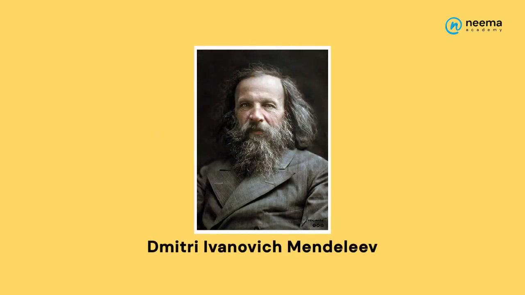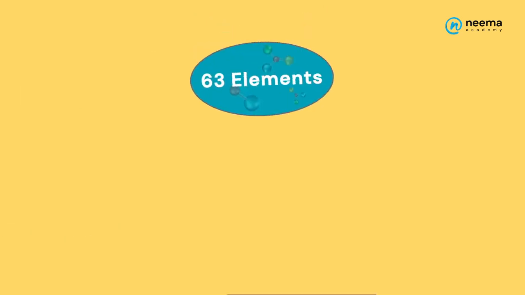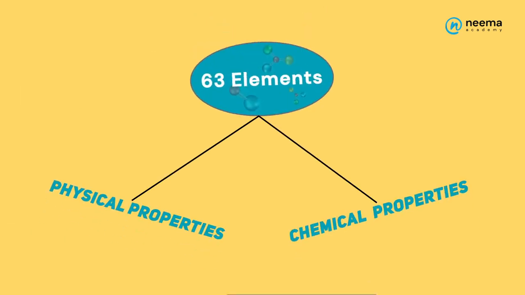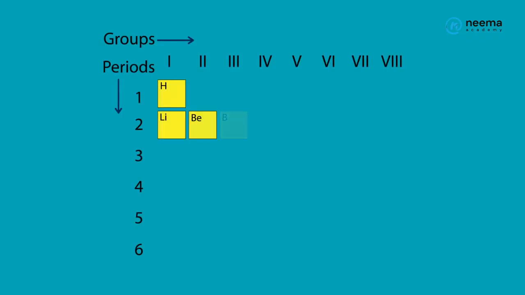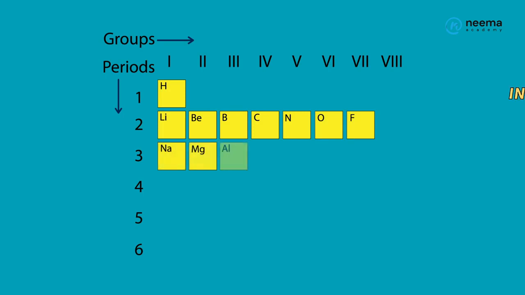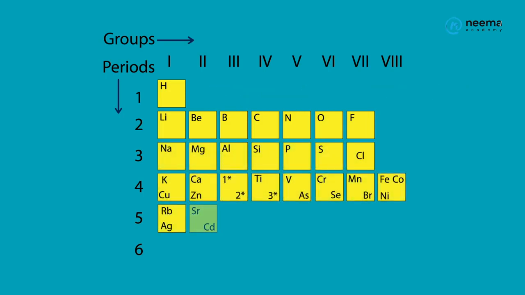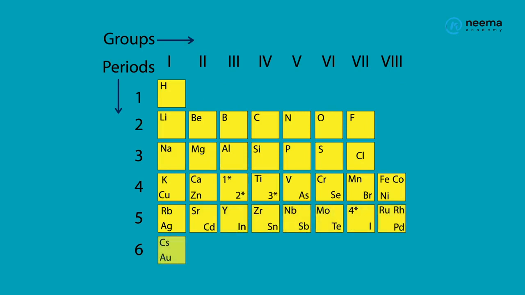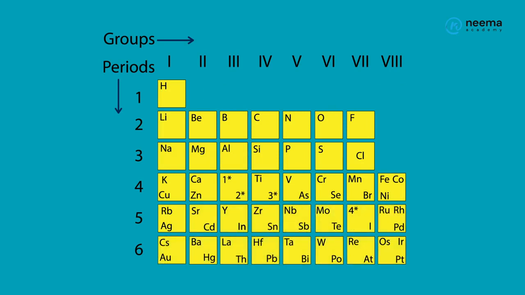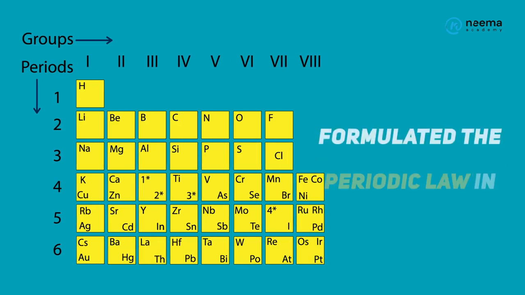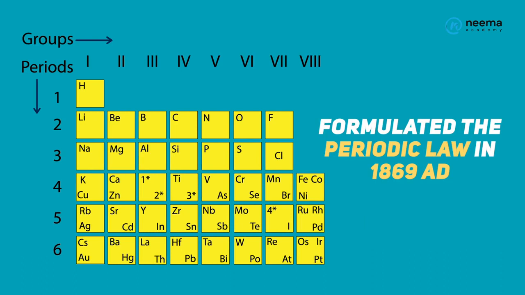Russian chemist Dmitri Ivanovich Mendeleev studied the physical and chemical properties of 63 known elements and their compounds. After the study, he arranged all the known elements on the basis of increasing atomic weights. As a result, he found that elements with similar properties occur at regular intervals. On the basis of the above observation, Mendeleev formulated the periodic law in 1869-80.